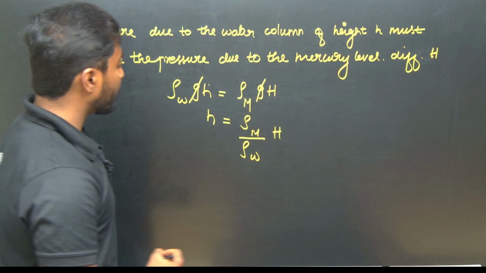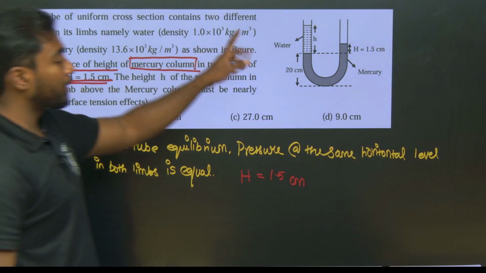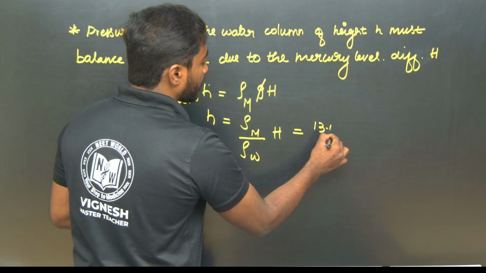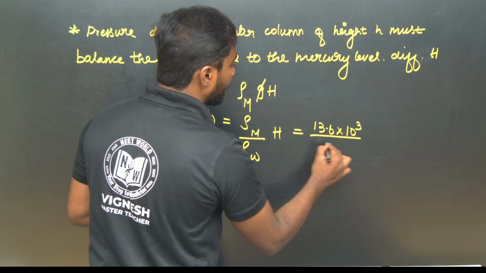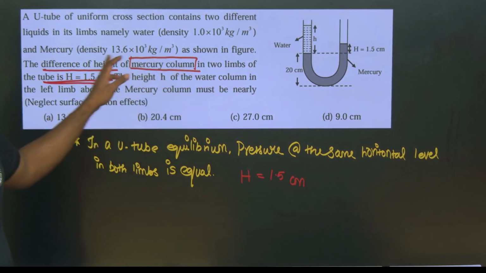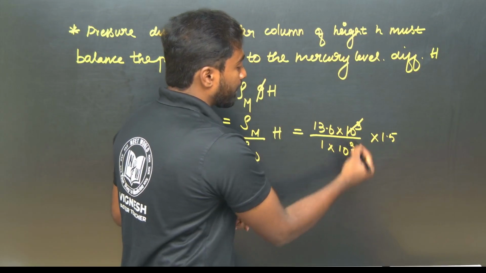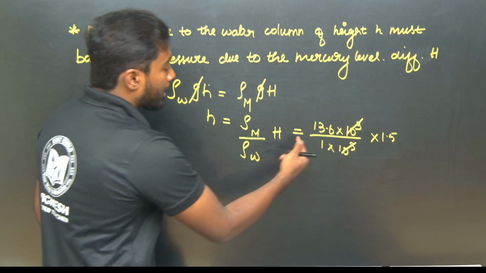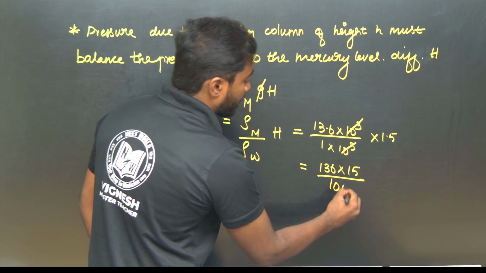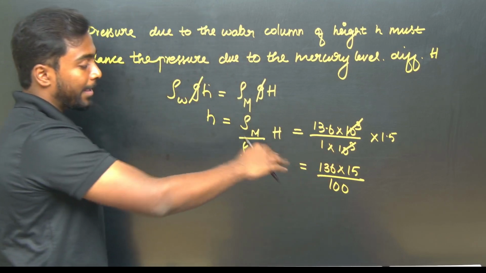The density of mercury is 13.6 into 10 power 3 and water is 1 into 10 power 3. Let me substitute the values: 13.6 into 10 power 3 divided by 1 into 10 power 3, into the value of h, which is given as 1.5 centimeter. The 10 power 3 can be cancelled out, and here 136 into 15 divided by 100 I have taken. I can multiply directly to get the value.